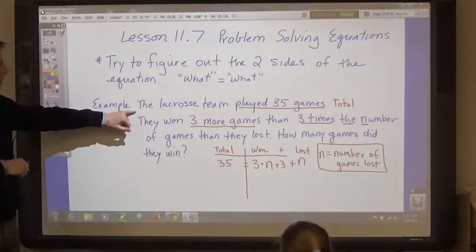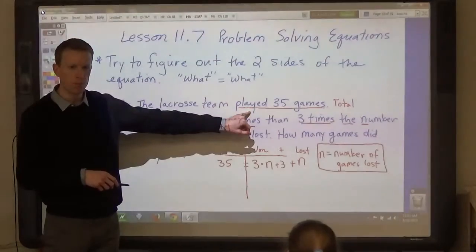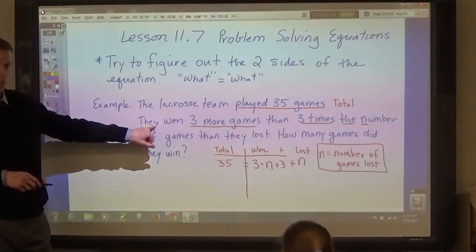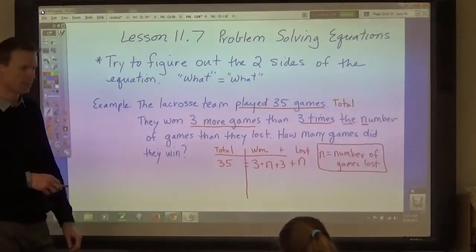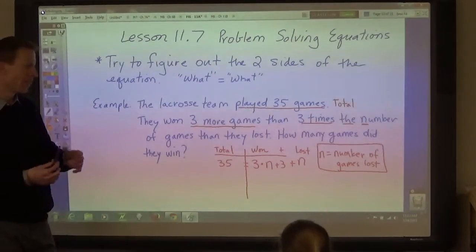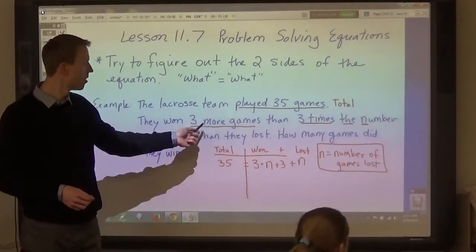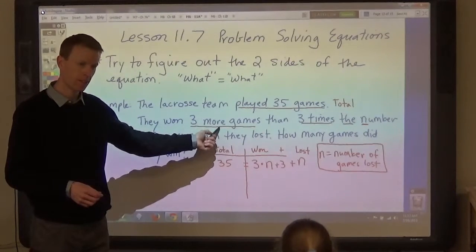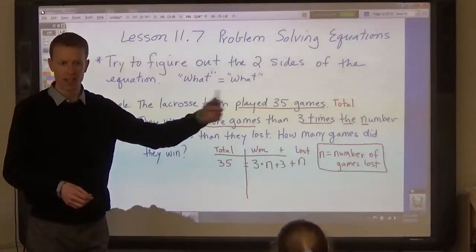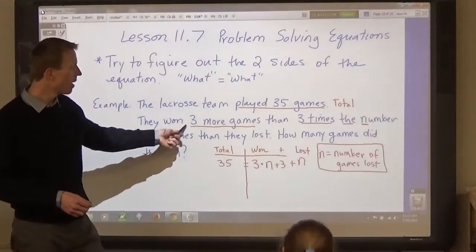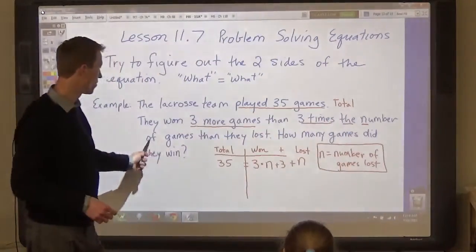For example, in your assignment, there was this question. The lacrosse team played 35 games. They won 3 more games than 3 times the number of games that they lost. Now, that language is a little confusing, but we recognize some phrases that we can work with. 3 more than means we're going to add 3 at the, what? At the end. We're going to add 3 to the end of 3 times the number of games.